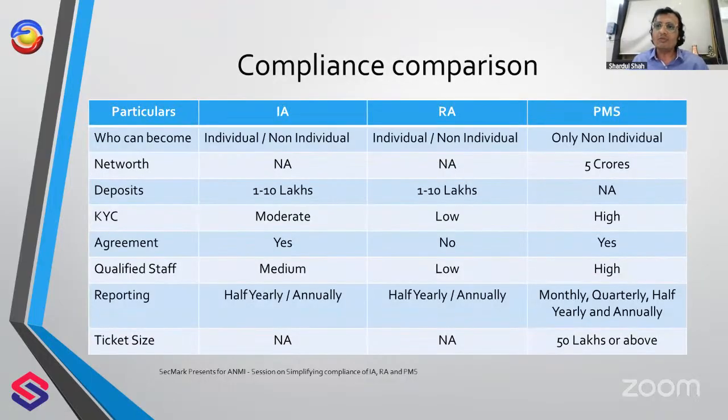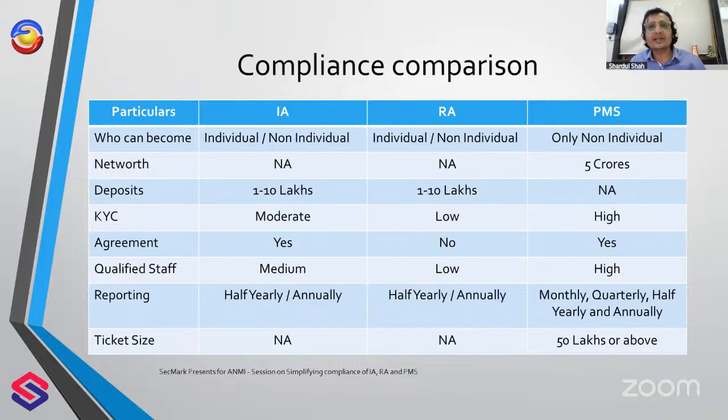Let us understand the comparison among the licenses. When we start a business, who can become a particular entity? An individual can become an investment advisor. Yes, an individual can become a research analyst. But can an individual become a PMS? No. A PMS can be applied for by either a corporate, that is a company, or an LLP. An individual or HUF cannot become a portfolio manager.